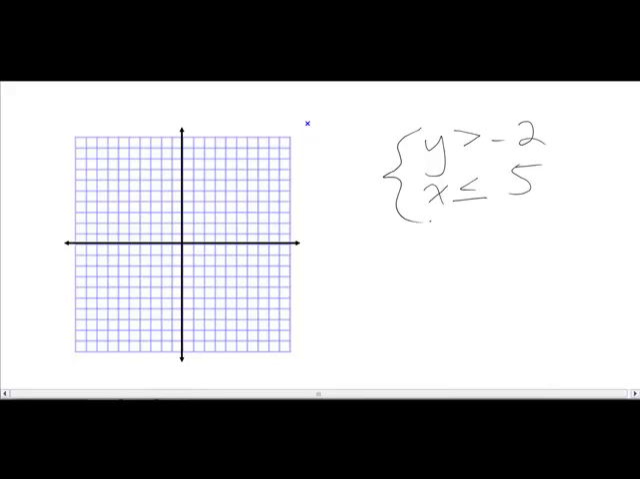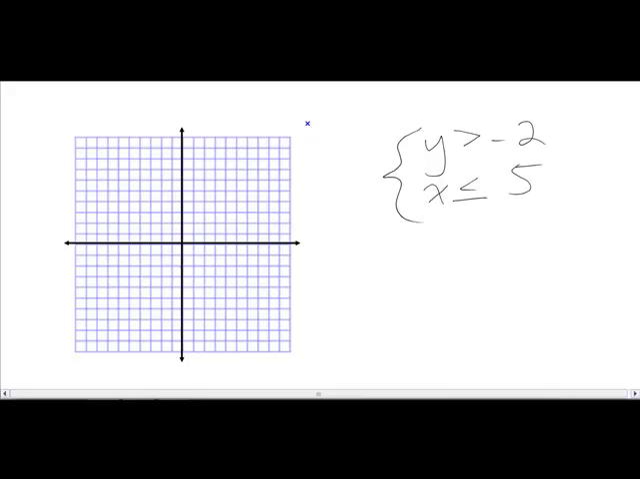Now, this is a really basic one, pretty straightforward, because these two lines are really easy to graph. Chosen that way on purpose. So let's come over here and graph it and see what we have. Y is greater than -2. Hopefully by now you recognize that that is a horizontal line. If not, you'll see it in a second.